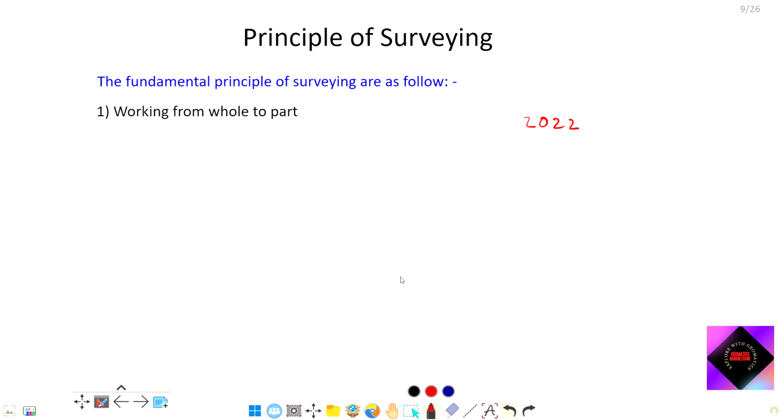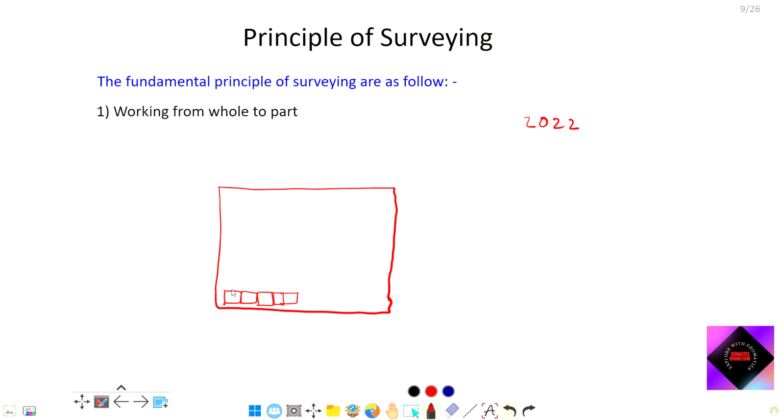In surveying, there are two main principles. First is working from whole to part. Let's understand this with an example. We have a ground, and we have to measure the dimension of this ground with the help of surveying. So a person starts measuring in parts. Measure this part, and so on. In this way, he measures the ground completely.